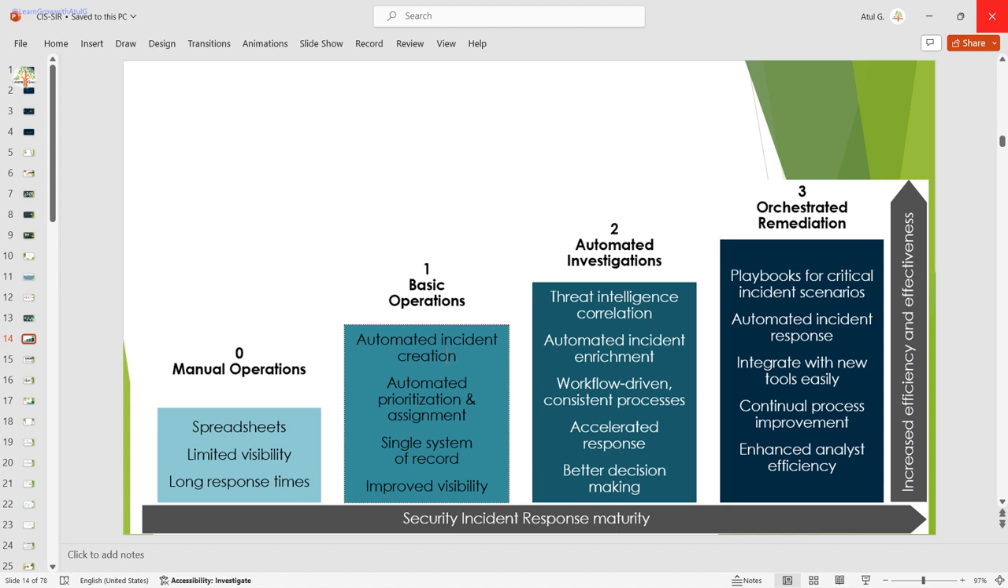Very limited visibility because we are working in silos, and there's a long response time. Definitely a long response time because everything is manual and the process is slow. So we are not aware of the same.